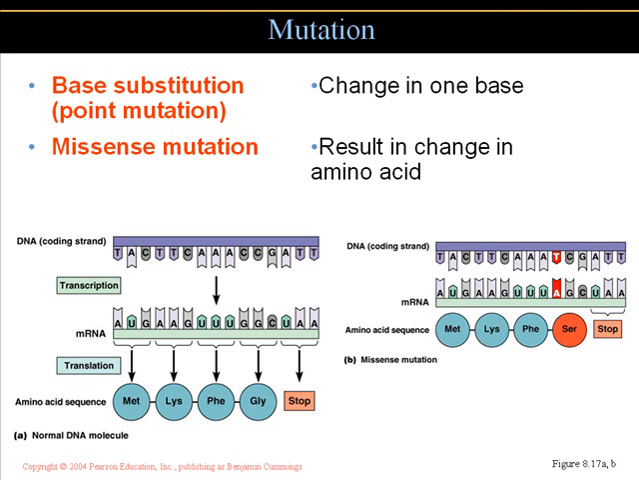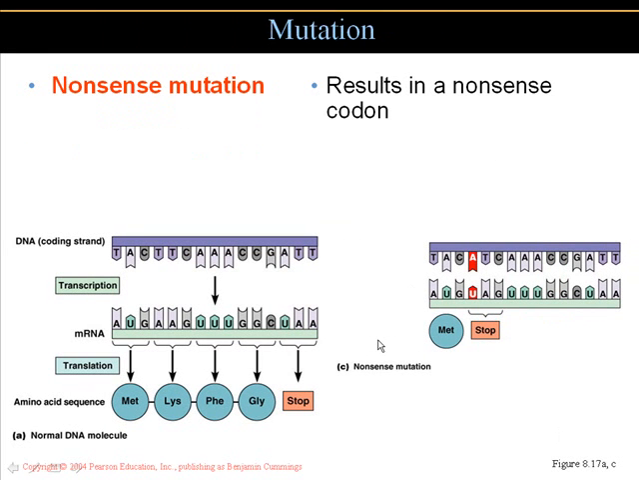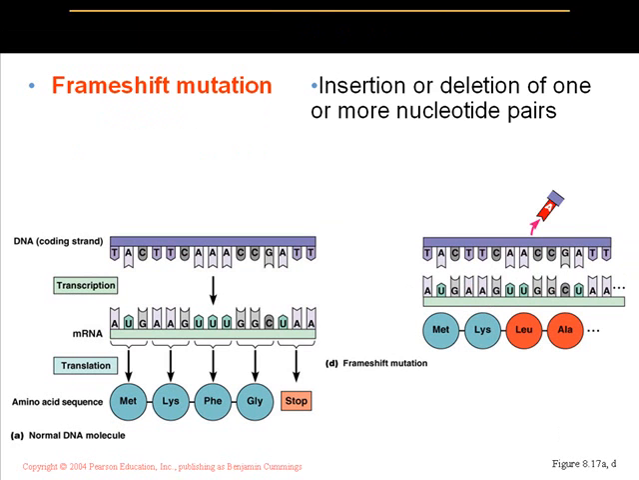Base substitutions, or point mutations, are changes in one base. A missense mutation results in the change of an amino acid. It's a little illustration for you demonstrating those. Nonsense mutations result in nonsense codons. Then frame shift mutations are basically the insertion or the deletion of one or more nucleotide base pairs.